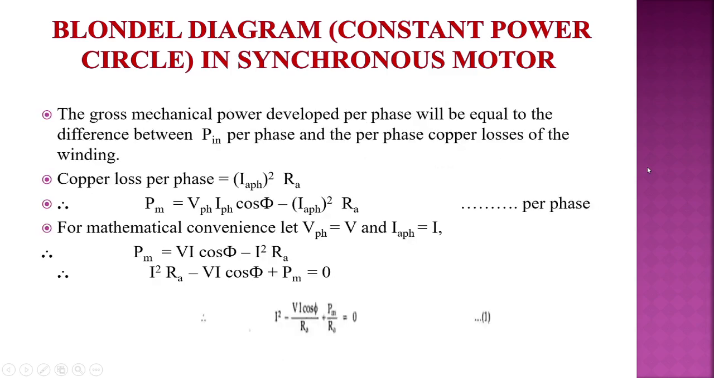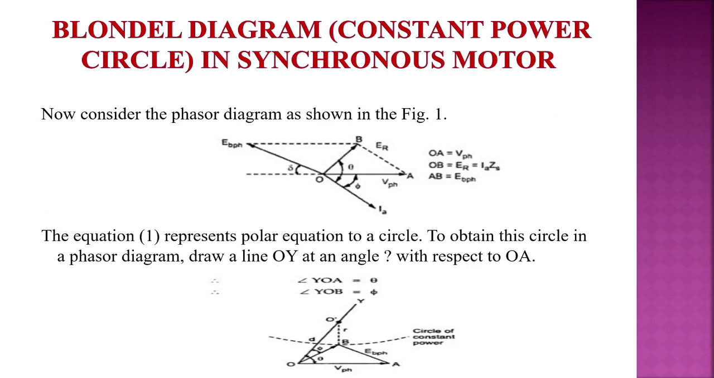Now this equation, I square minus VI cos phi by RA plus PM by RA is equal to 0, is representing the polar equation to a circle. To obtain this circle in a phasor diagram, draw a line OY at an angle phi with respect to OA. So angle YOA is equal to theta, and angle YOB is equal to phi. The dotted line is showing the circle of constant power.